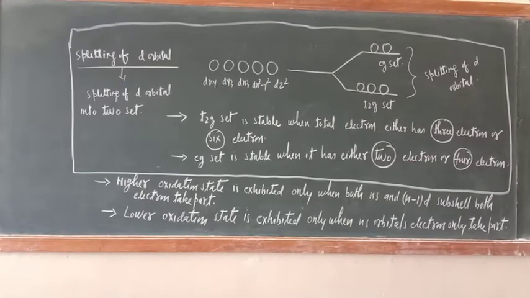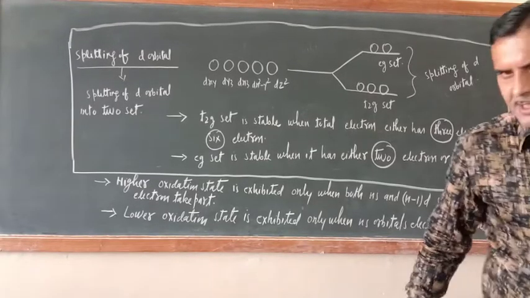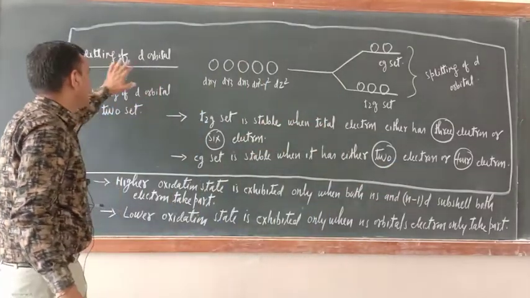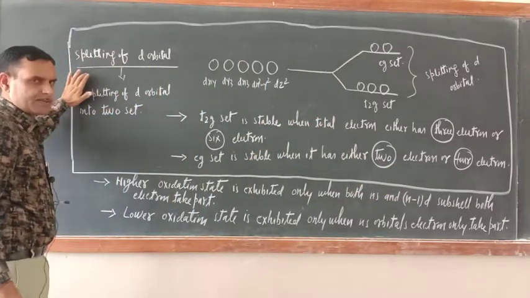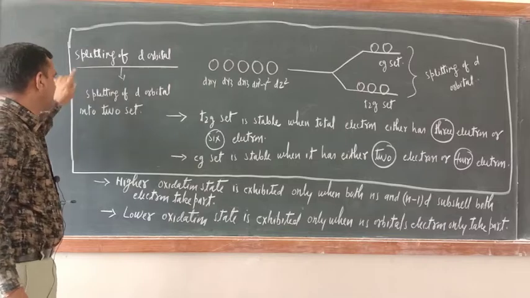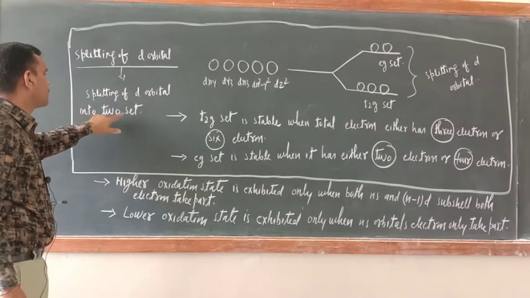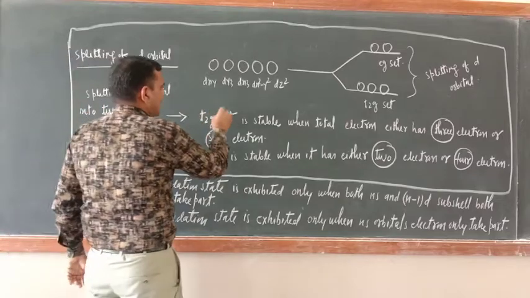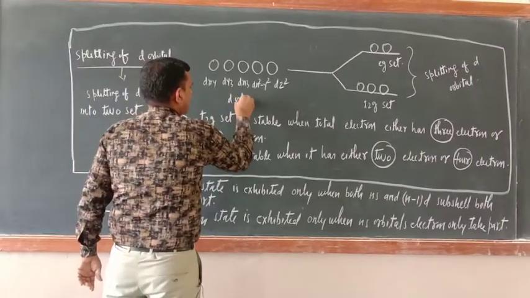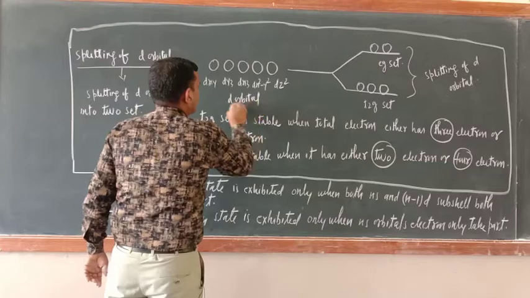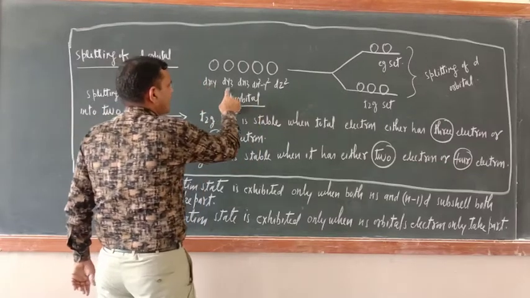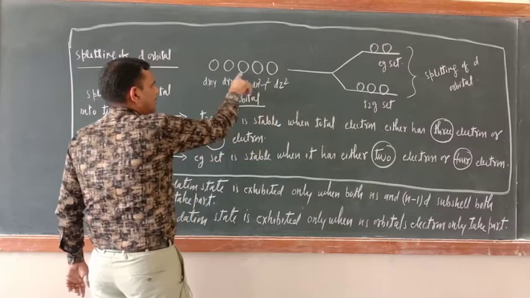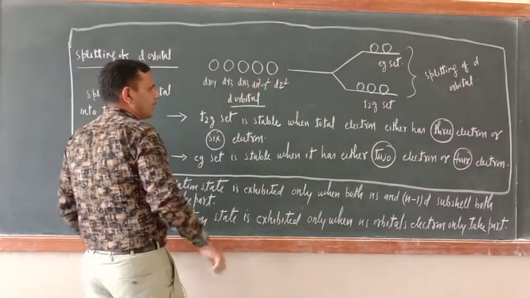Our discussion related to the oxidation state is on, but it is better to have some idea about the splitting of d orbital. What is the meaning of splitting of d orbital? Splitting of d orbital into two sets. What are the names of the d orbitals? The individual names are dxy, dyz, dxz, dx square minus y square, and dz square. These are the 5 d orbitals.